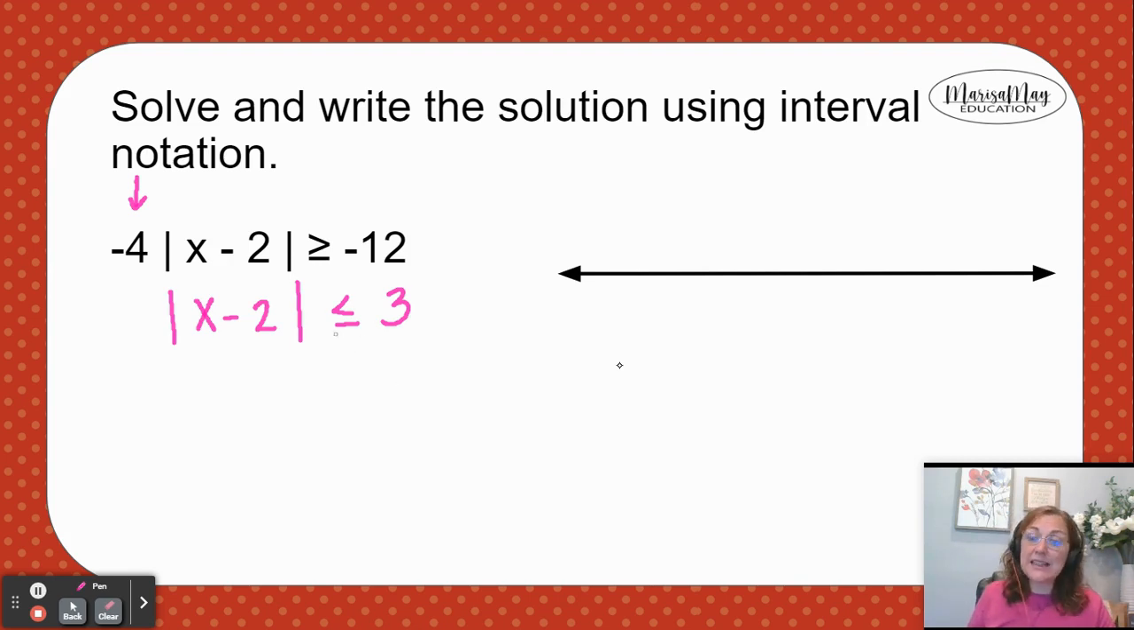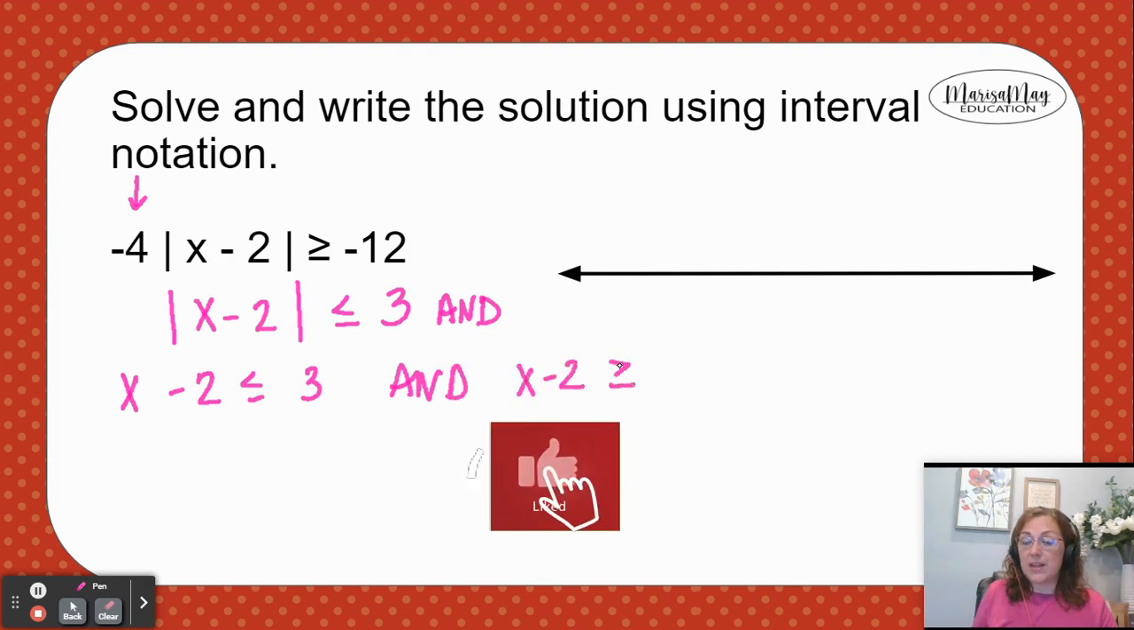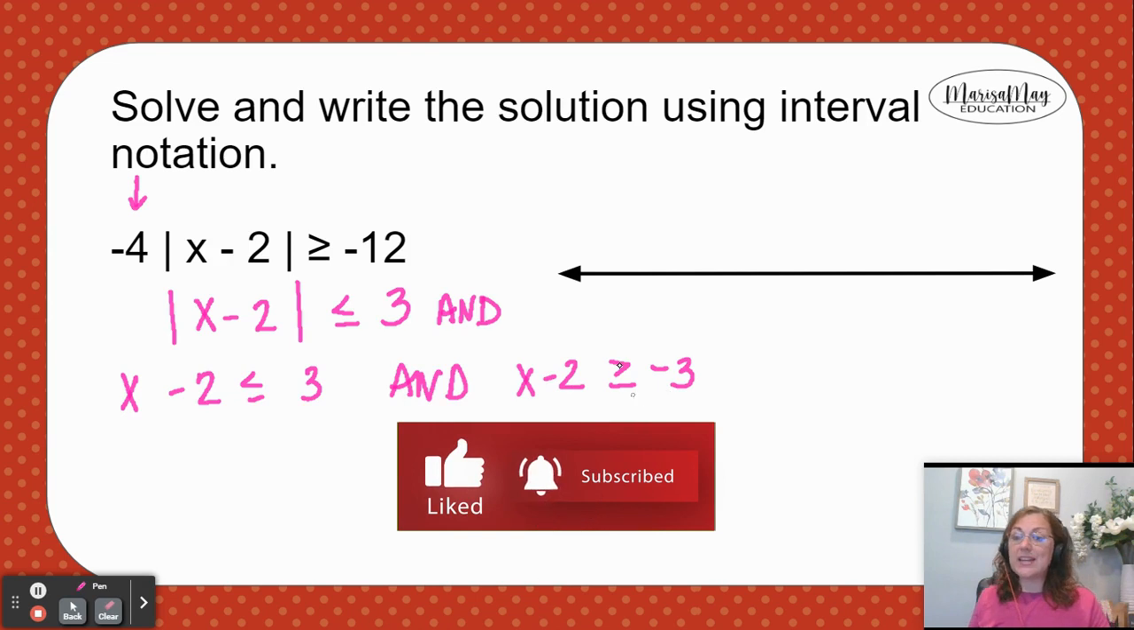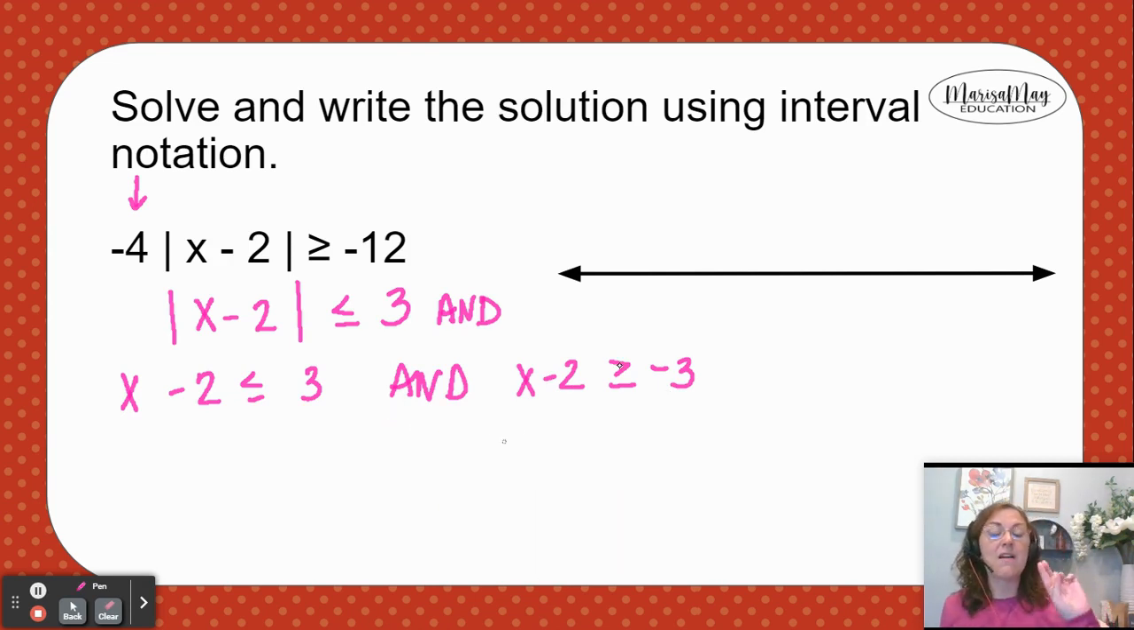Now, because it is a less than, I know this is an and statement. So when I take the absolute values off, I'll say x minus 2 is less than or equal to 3, and x minus 2 is greater than or equal to -3. Catch the two changes I made there. I flipped the inequality and I changed the sign of the number.